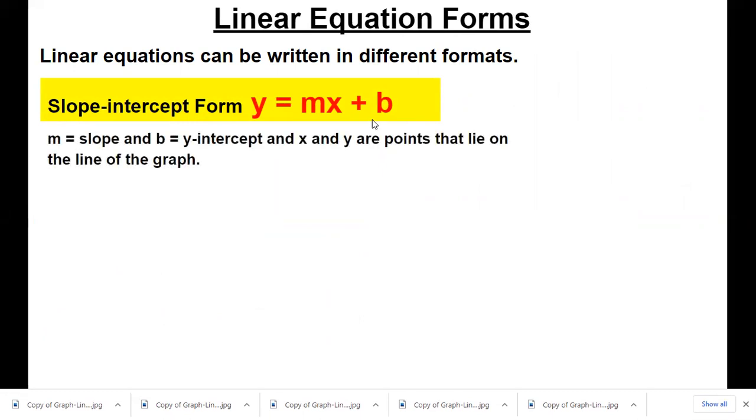So in this format, m is the slope. It's very easy to find it. And b is the y-intercept, so it's very easy to find. X and y are points that lie on the line of the graph.